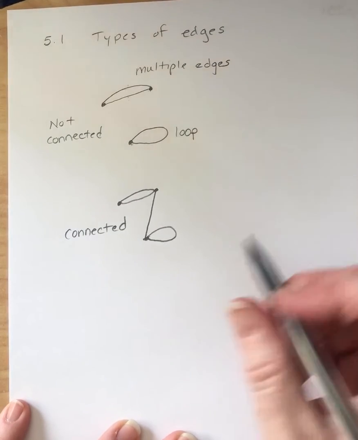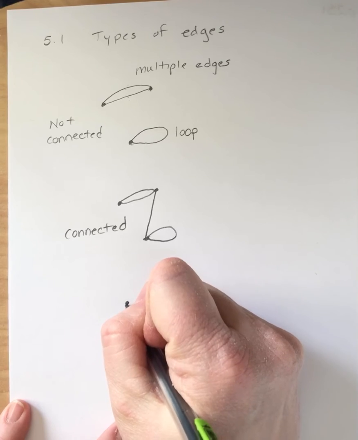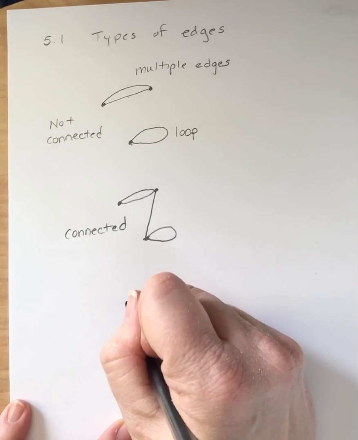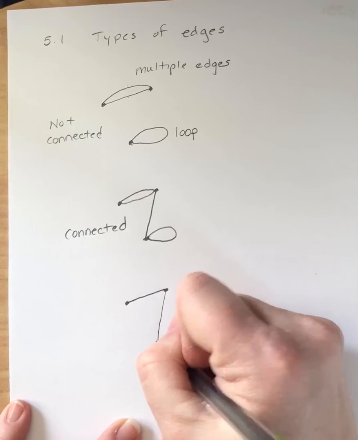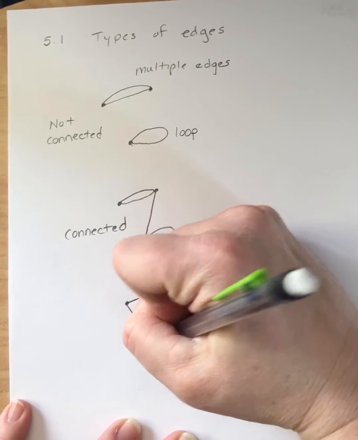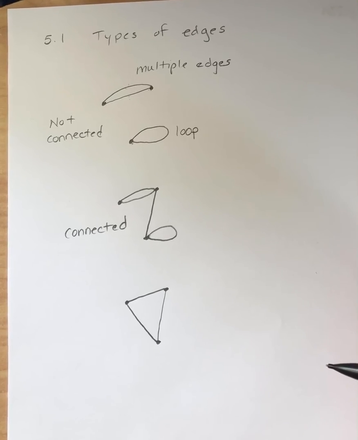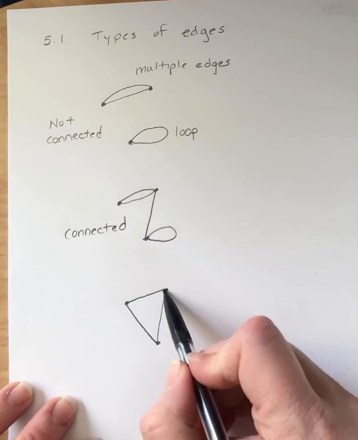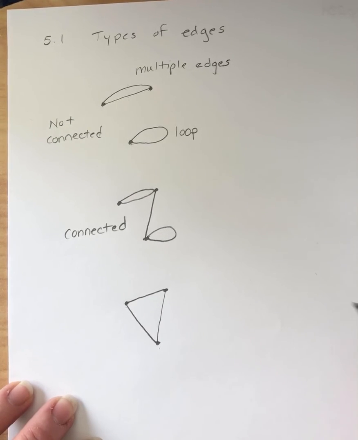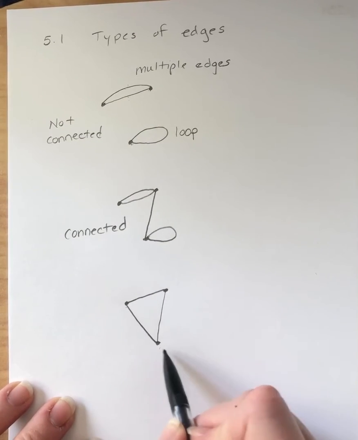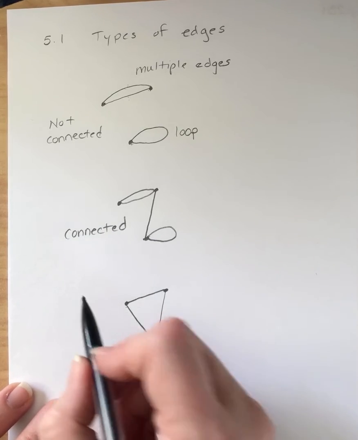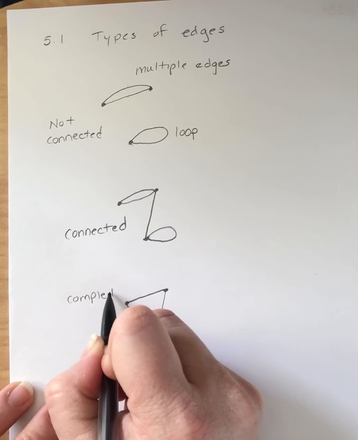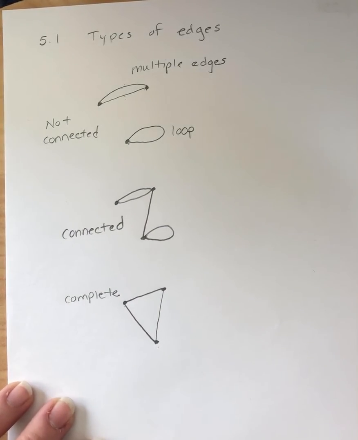A complete graph, so I'll use those same three vertices, is where every possible edge is drawn in, okay? There aren't going to be any loops, there aren't going to be any multiple edges, but every vertex is connected to every other vertex. So this is an example of what a complete graph looks like with three vertices.